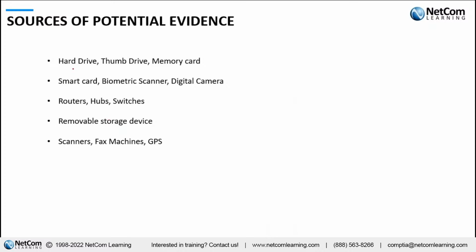Sources of potential evidence: it could be a hard drive, it could be a thumb drive, it could be a memory card, it could be a smart card, it could be biometric scanners, digital cameras, routers, hubs, switches, removable storage devices, it could be scanners, fax machines, or GPS. These could be different sources of evidence.